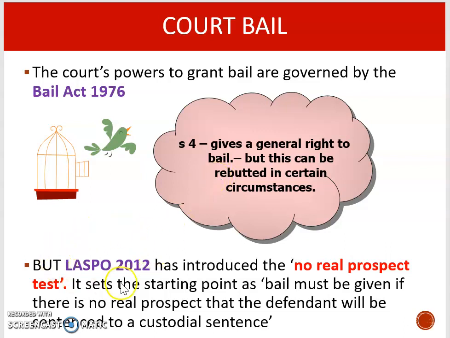Notice we've had a change though in 2012. LASPO says that there's now a no real prospect test. So it says that the starting point for court bail is that bail must be given if there's no real prospect that the defendant will be sentenced to a custodial sentence. So as well as a general right to bail, we're also saying that if they're not going to get a custodial sentence, then you've got to be giving bail, because it doesn't make sense to lock them up before a trial knowing that even if they're found guilty, they're not going to be going to prison.